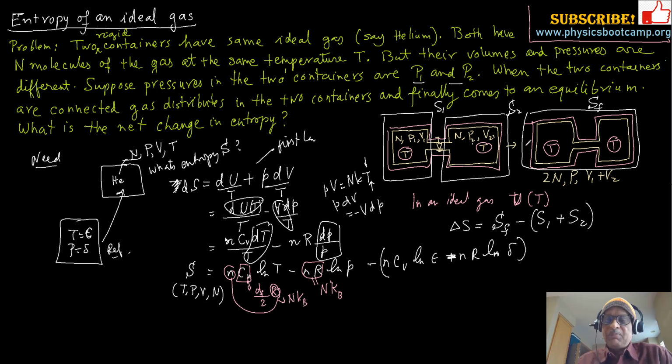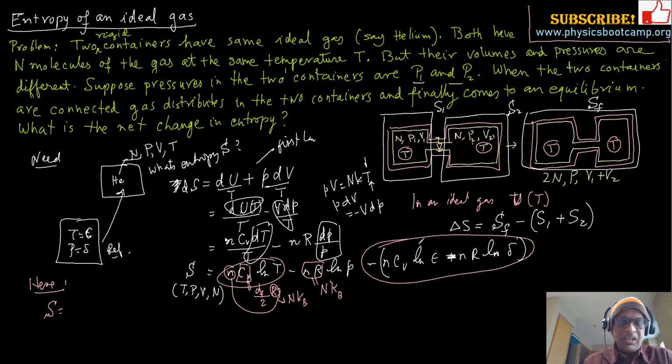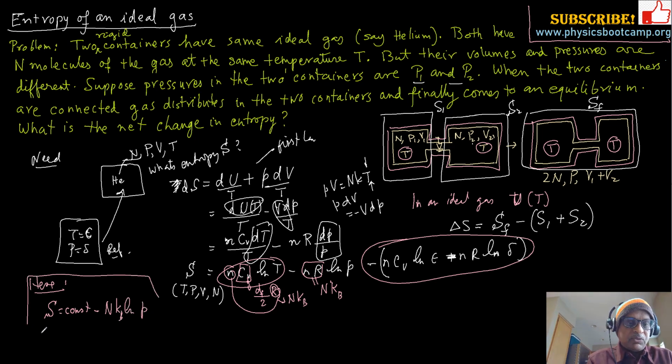Here we are interested in temperature, temperature being the same, so we can say S equals some constant, since none of these is going to change, minus N k_B log P. So this would be the form we're going to use for finding the states of each one of them, the entropy of each one of the states.